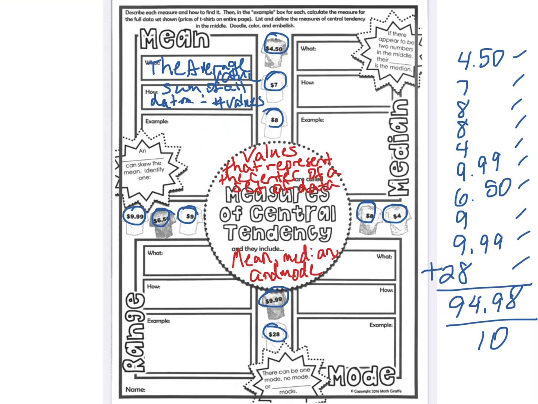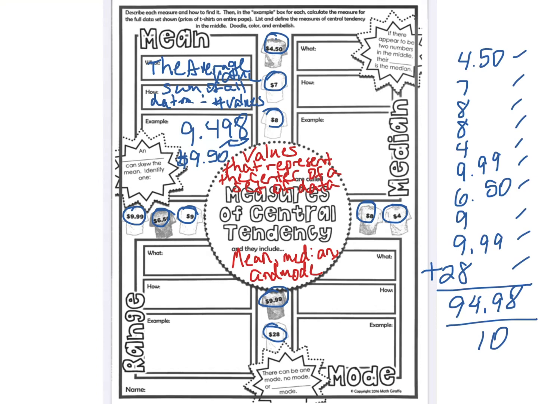I'll erase this so I have some room here. We end up with 9.498. All right, but we are talking money here. So if we wanted to give our final answer of what the average price of all the t-shirts was, we would need to round this to the nearest hundredth or the nearest penny. So we would look at this 8 and then round up the number next to it. So the average would be $9.50.